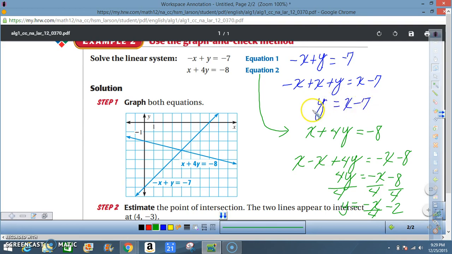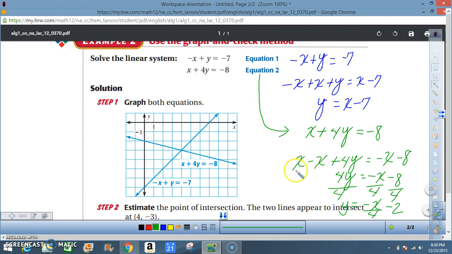That's my first equation. My second equation, once again, I have to put it in y equals mx plus b form. I have x plus 4y is equal to negative 8. I want to get the 4y by itself first, and then the y by itself. But to get the 4y by itself, I must get rid of this positive x. So to it, I will add the inverse, a negative x. x minus x plus 4y is equal to negative x minus 8.